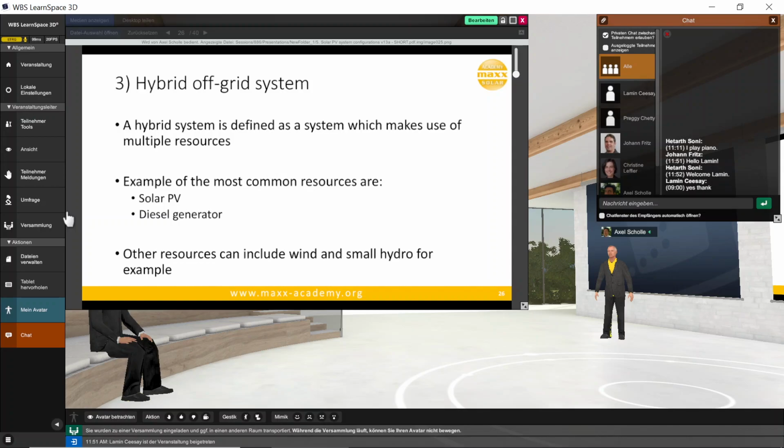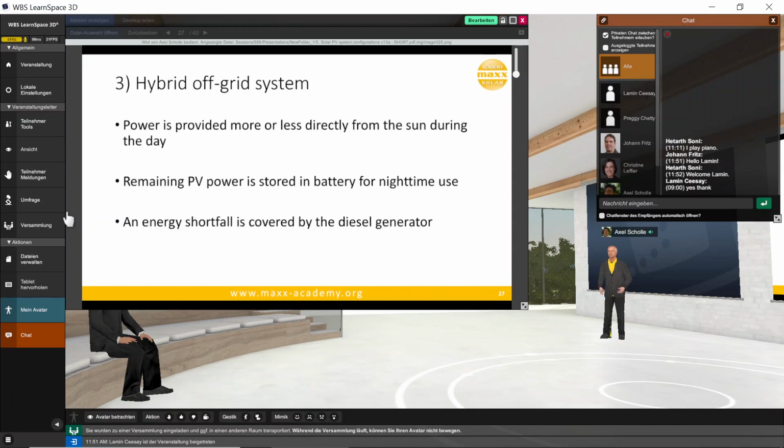So in general, you would say a hybrid off-grid system is provided more or less directly from the sun during the day. And we're focusing here on the PV diesel storage system. The remaining PV power is stored in the battery for nighttime use, and if there is an energy shortfall, either because your load goes up or your batteries didn't get full the previous night, then you would be calling on the diesel generator to make up for that shortfall. And again, it also depends on how big it is. It might be that the solar is only possible for the day and you still run with diesel throughout the night. So that's a question of the sizing of the system.